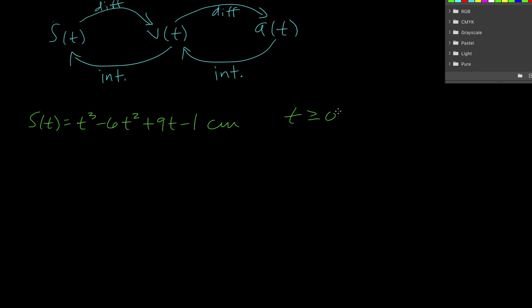So to find the velocity, we just take the derivative. So v of t is going to be 3t squared minus 12t plus 9. All we had to do is take a derivative. We're done with that. Okay.